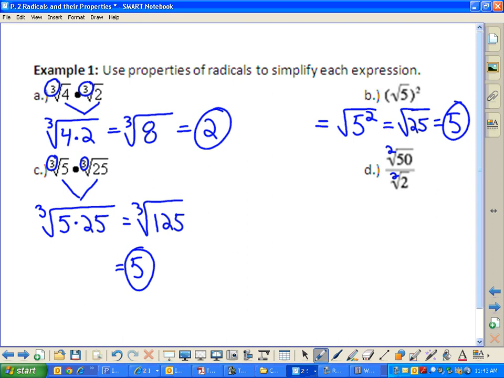With this being said, I do have my indices the same, which means that I can exercise the quotient property. Now, much like the product property, I could glue my product together underneath one radical. I could put my quotient together underneath one radical too. So this is the same thing as the square root of 50 divided by 2, which is a lot more manageable without a calculator. So the square root of 25 is just 5.